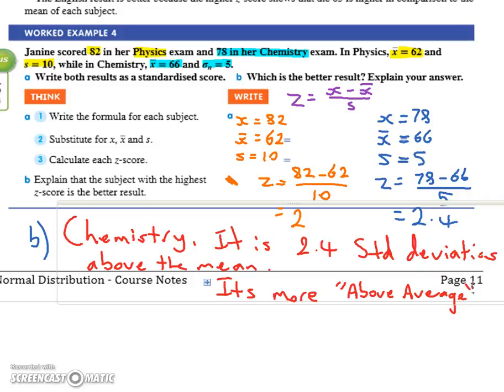Make sense? So chemistry might have only been 3 marks or 4 marks above the mean, but that's because the standard deviation would have been a lot smaller. So what we're looking at is how it compares. Everyone happy with that?